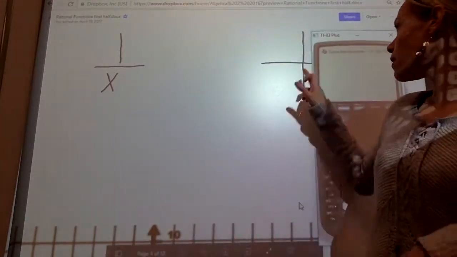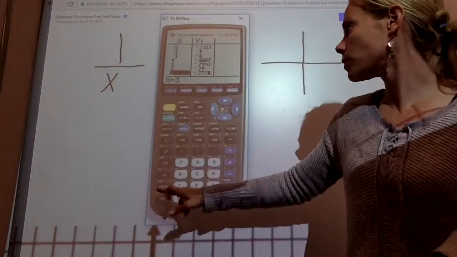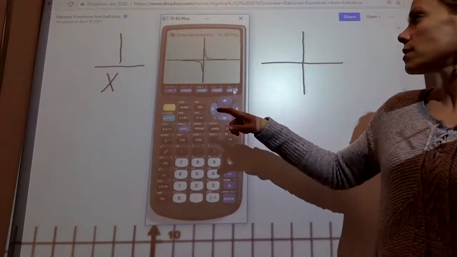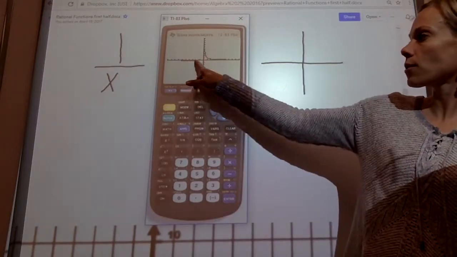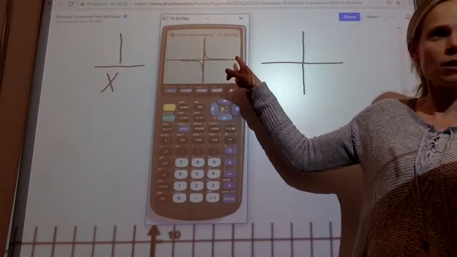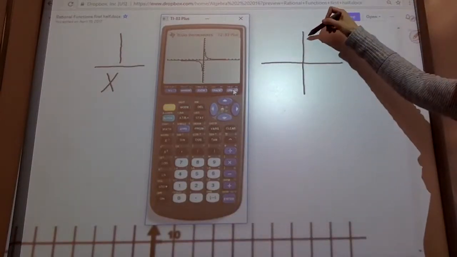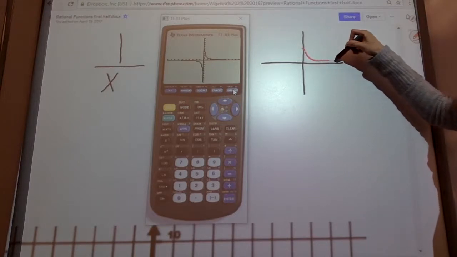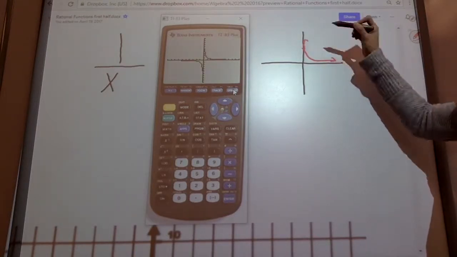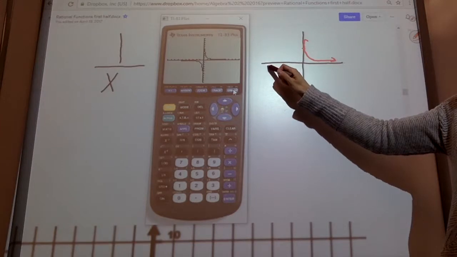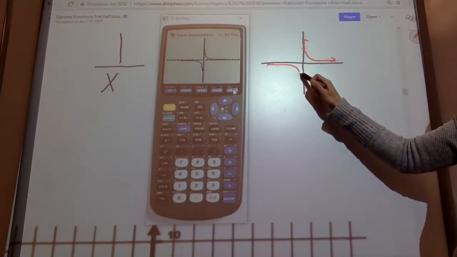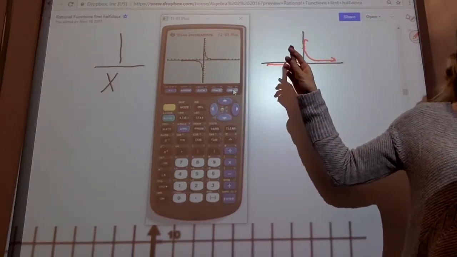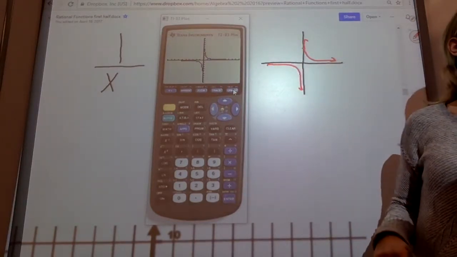What this looks like, I sketch this for you, and we can see it on the calculator too. If I were to graph 1 over x, you can see how in quadrant 1 and 3 we have these little curves. It starts really close to the y-axis, comes down, and then gets really close to the x-axis. And then here it starts really close to the x-axis, comes down, and then gets really close to the y-axis. It'll never cross the x-axis or the y-axis because those are called our asymptotes.